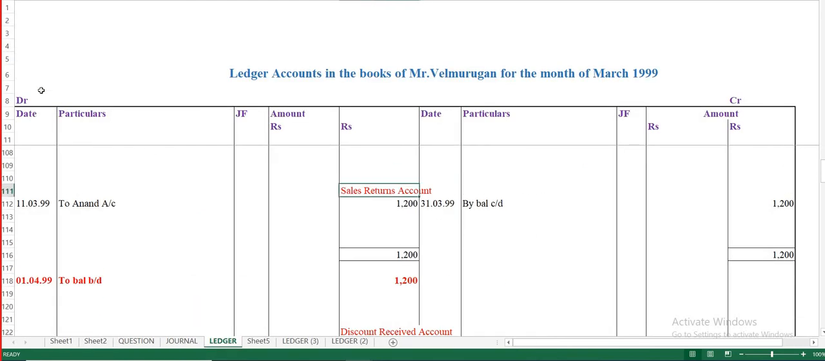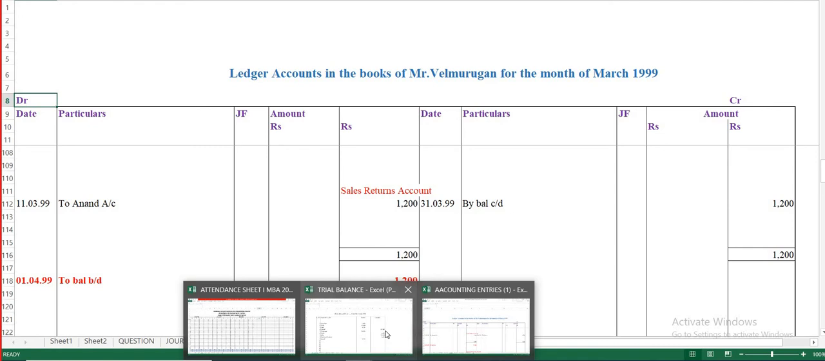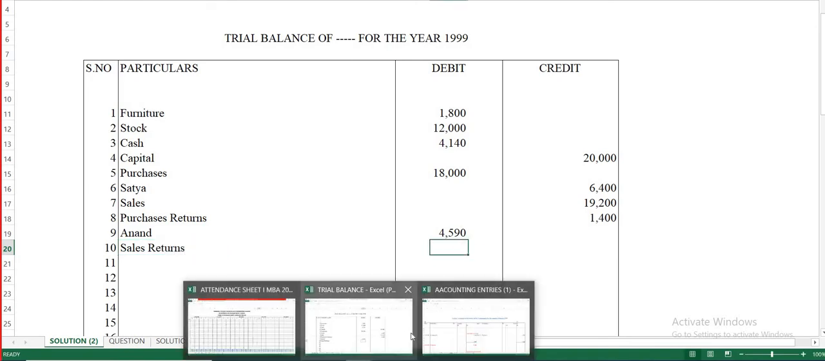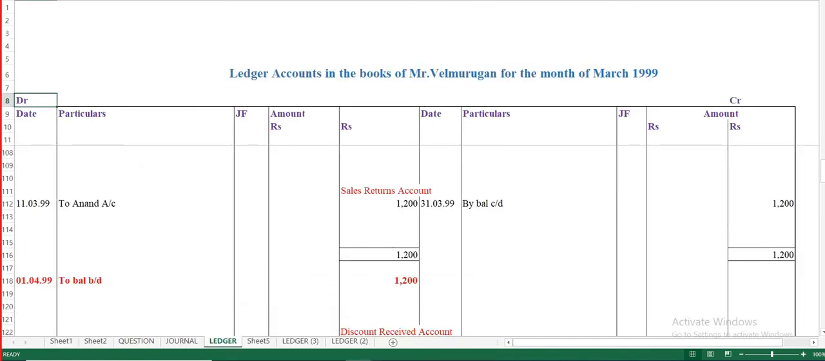And moving to the next one, sales return. It has a balance on the debit column. So 1,200 on the debit side we have to show. Okay, sales return on the debit column, 1,200.